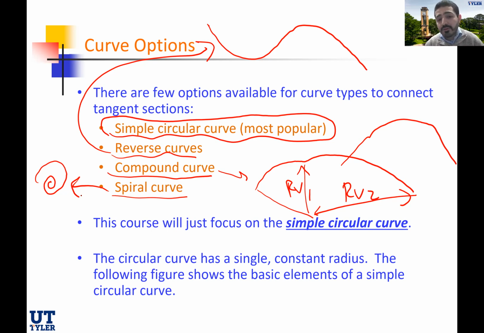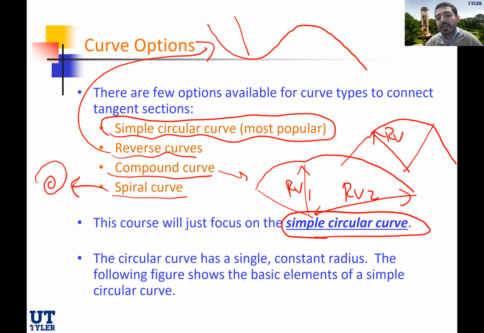In this course, again, we'll be focusing more on the simple circular curve. Most of the time, that's what we end up designing anyways, except if we're really forced to do something different. So the circular curve has a single constant radius, as I mentioned. Here, this is the RV. The RV is constant across the board.